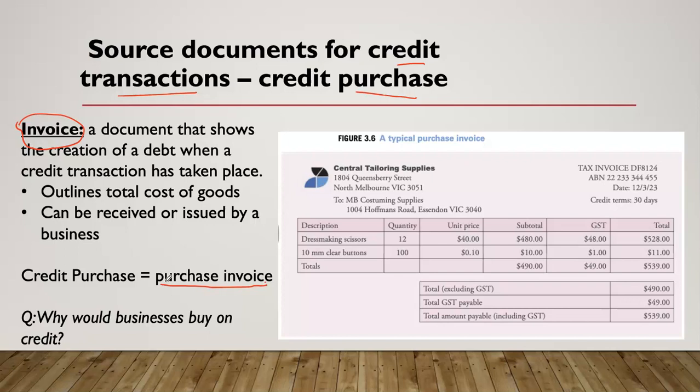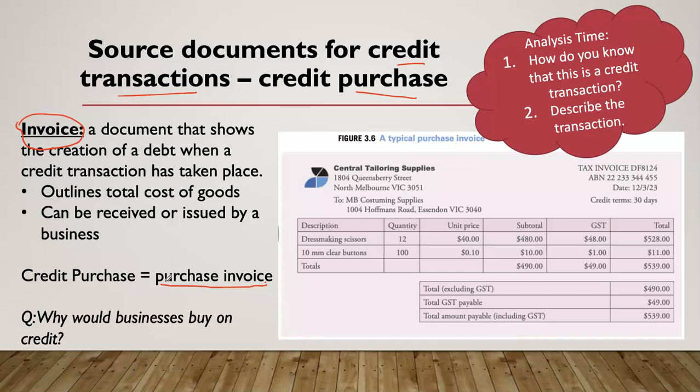Why would a business buy on credit? Often it's because they don't have the cash to do this. It allows them to save some liquidity because they have more cash to pay on other things, and it allows them to manage their business. So now I want you to know, how do you know that this is a credit transaction? How do you know that this is a credit purchase? And can you describe the transaction?